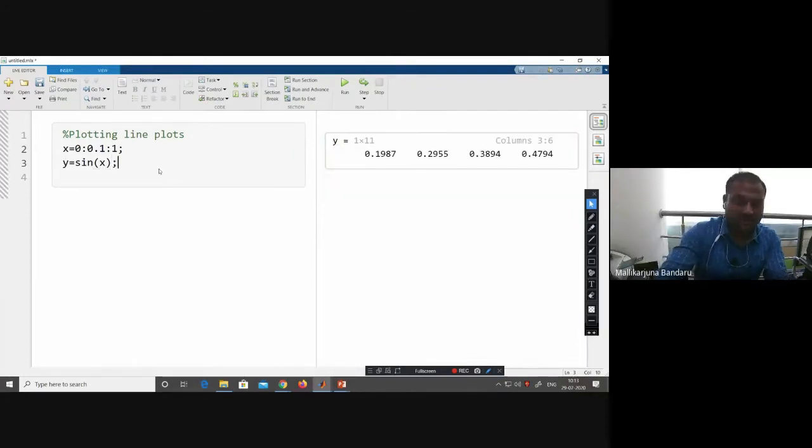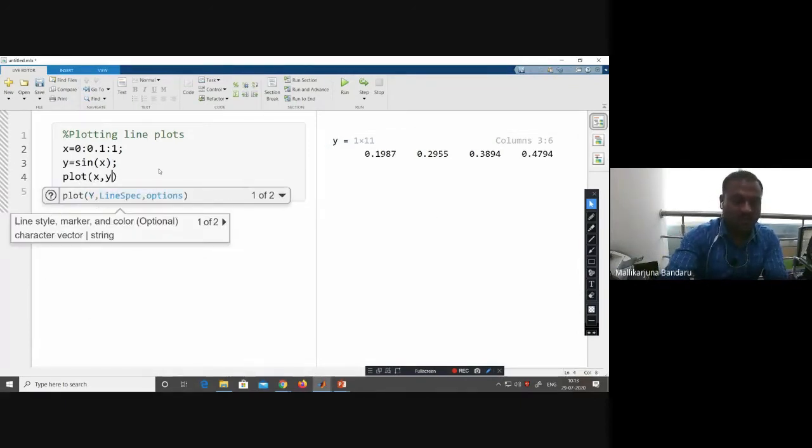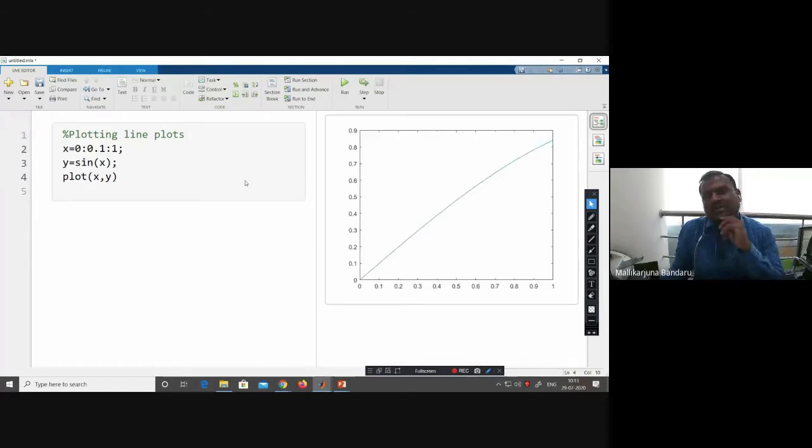This is y equal to sin x. Now plot x comma y. So this is the syntax, plot of x comma y. Now let me run this. Control Enter is the keyboard shortcut to execute this. Let us see how it is showing plot of x comma y. See here 0 to 1, it's coming like this.